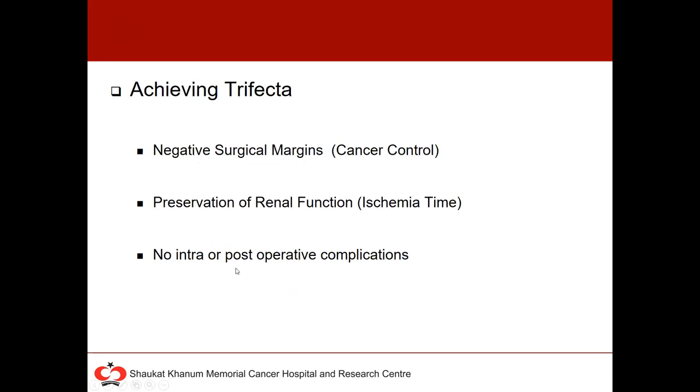So when you're doing the procedure, what are you trying to achieve at the end of the day? What is called achieving the trifecta? Yeah, you want to have cancer control. You want to have a negative surgical margin. So you need to select your case accordingly, so that the tumor is resectable in terms of the partial nephrectomy. You want to preserve the renal function, and that depends on the ischemia time.